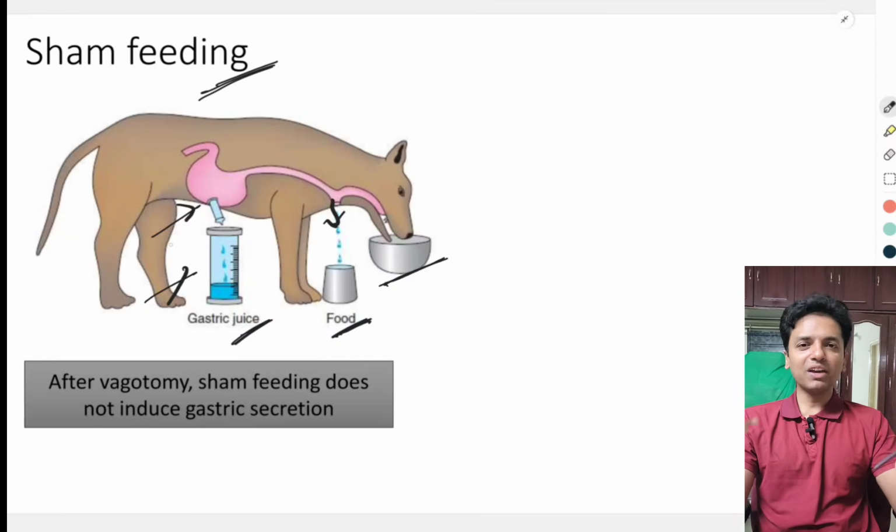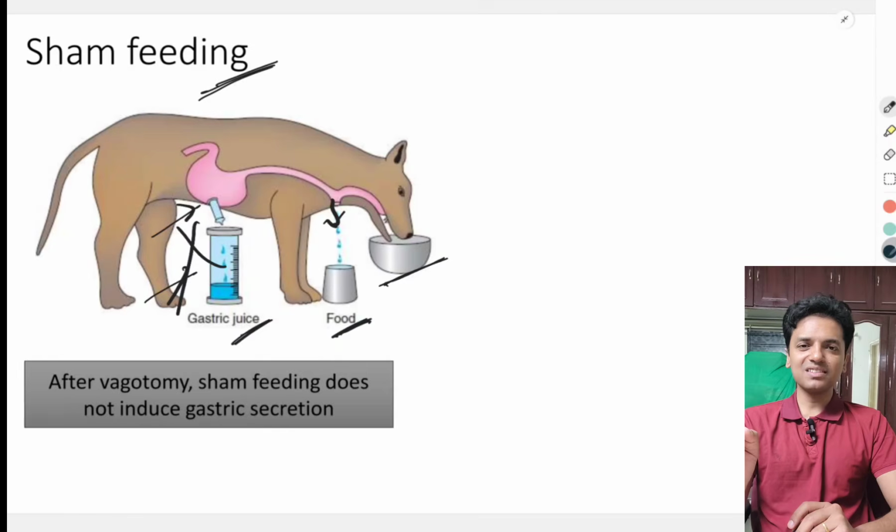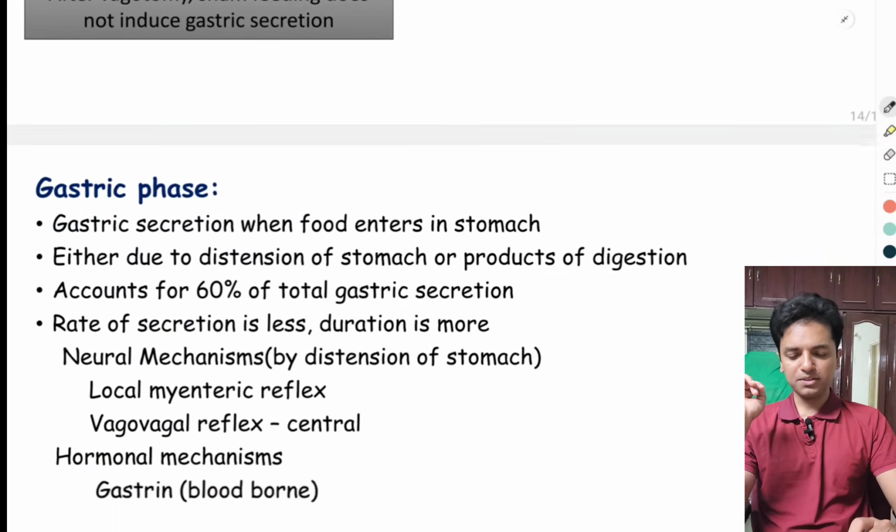So when I cut both the vagi and I am doing the same experiment, I will again feed the dog. Now what is going to happen is there is no gastric juice secretion. So this suggests that the cephalic phase is purely mediated by the vagus. It is not under control of the hormones. Okay, so you are supposed to write a little bit regarding this experiment.